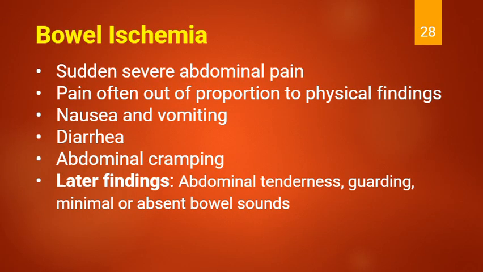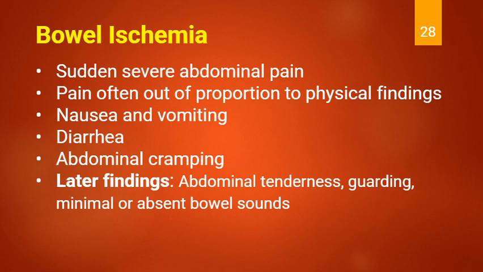The symptoms of bowel ischemia can resemble many other abdominal conditions, so careful assessment is very important. The most common symptom of acute bowel ischemia is sudden, severe abdominal pain. Early in the condition, the pain may appear out of proportion to physical examination findings, meaning the patient reports severe pain even though the abdomen may initially appear relatively normal.